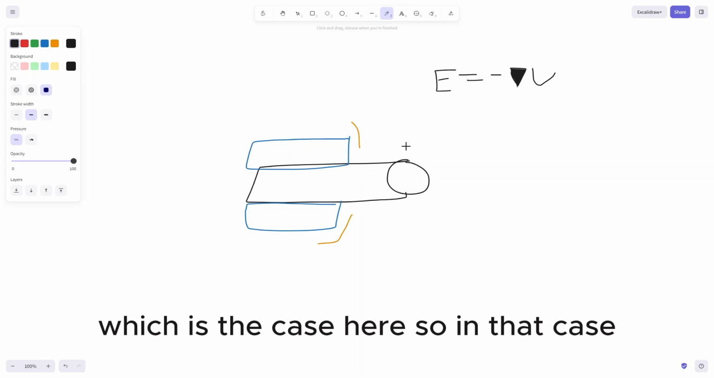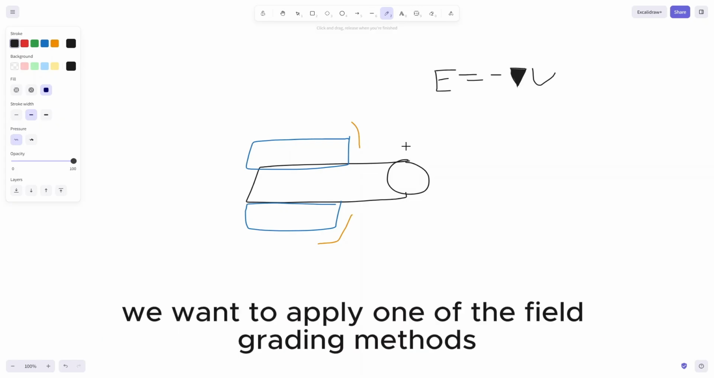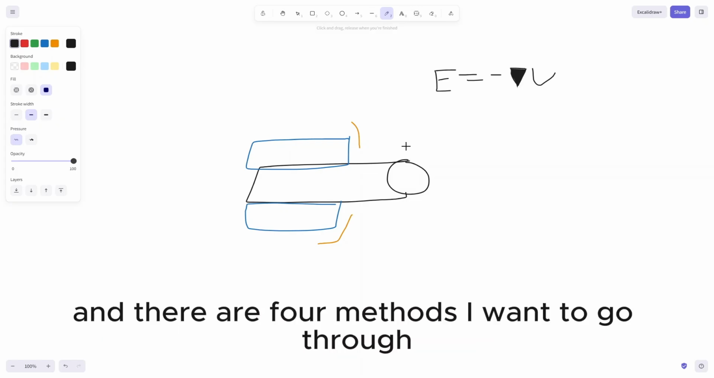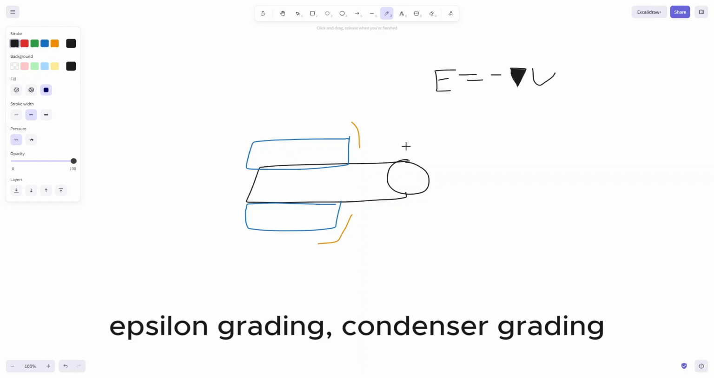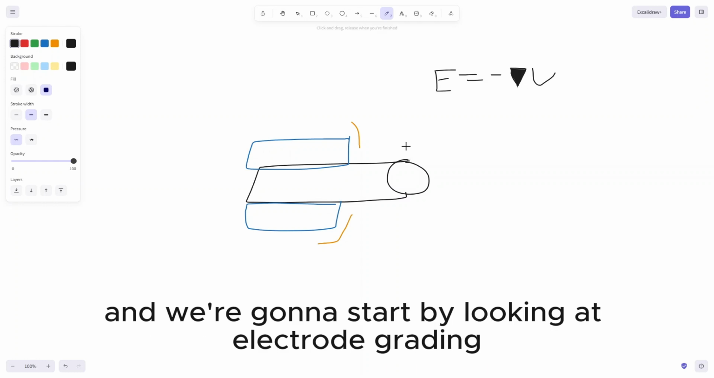So in that case, we want to apply one of the field grading methods, and there are 4 methods I want to go through. There's electrode grading, Epsilon grading, condenser grading, and resistive grading. And we're going to start by looking at electrode grading.